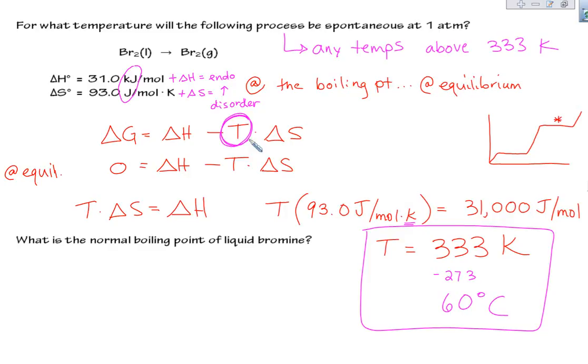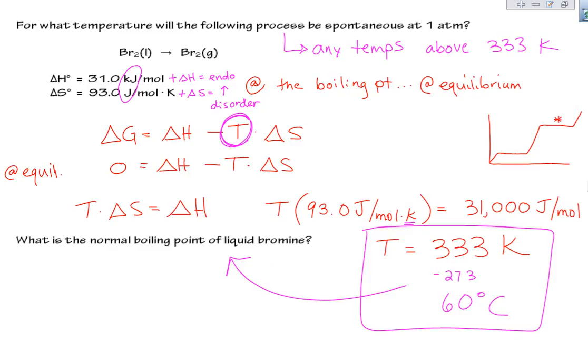The second part of this then, what is the normal boiling point of liquid bromine? There it is, 60 degrees Celsius or 333 Kelvin. At that point, we're at equilibrium. We're at the boiling point. So if we want to make sure that we continue to favor the forward, we may choose to increase the temperature slightly. You are at equilibrium when delta G is 0. And when you're at a phase change, you are also at a state of equilibrium. I like that problem. That's interesting.